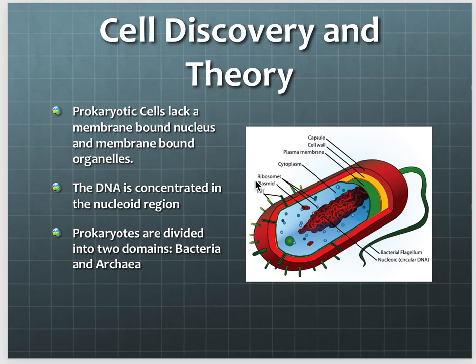They lack a membrane around their nucleus, and they don't have any membrane bound organelles. Now, by that, I mean they don't have any membranes. They don't have any organelles. They don't have a mitochondria. They don't have endoplasmic reticulum. They don't have Golgi bodies. They don't have any of that. So their main feature is that they lack a nucleus and they lack all of those organelles.